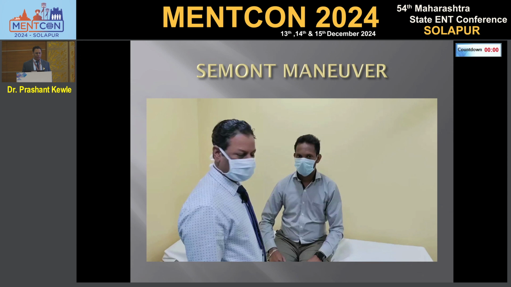In the Semont maneuver, if it is the right side, you turn the head to the right 45, no, that is for Semont. For Semont, you turn the head to the opposite side, you take the patient like this. Then suddenly you will take an accelerationary force. First is the gravitational, so wait for 40 seconds and then you will take the patient to the opposite side of the bed. The forehead should touch the bed. This is the acceleration. So the particles are now moved from the ampullary side to the non-ampullary, to the other side.